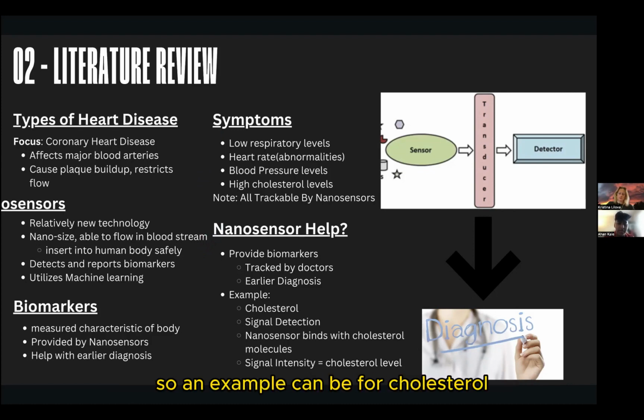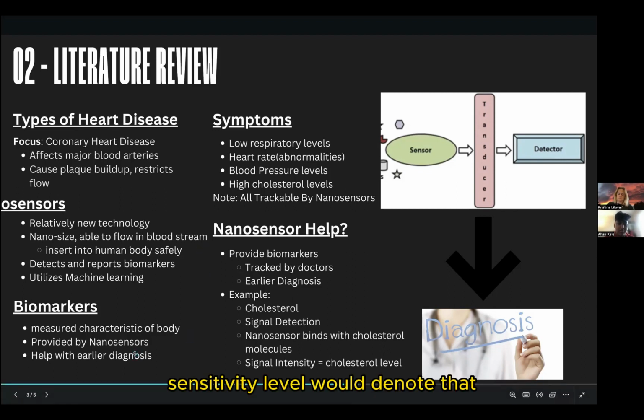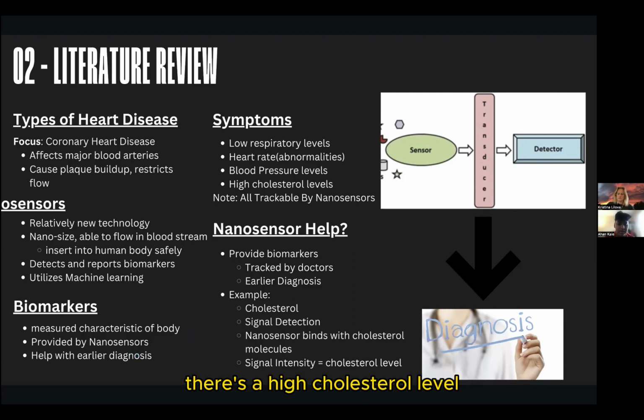Yeah, and then an example can be for cholesterol. How can the nanosensor detect cholesterol? Once the nanosensor is inserted into the human body, it'll be able to find the cholesterol molecules and bind with the cholesterol molecules. Once it is bound, it'll emit a signal that essentially states that there are cholesterol levels here, and the sensitivity of the signal denotes how high the levels are. So a higher sensitivity level would denote that there's a high cholesterol level.